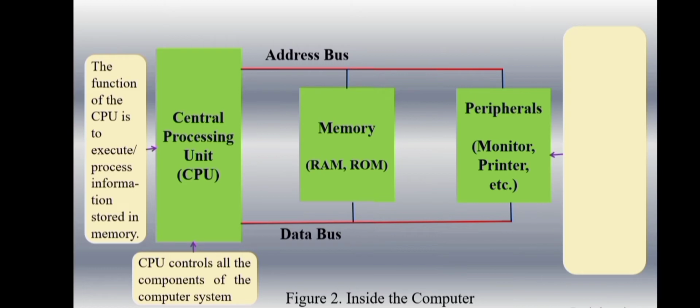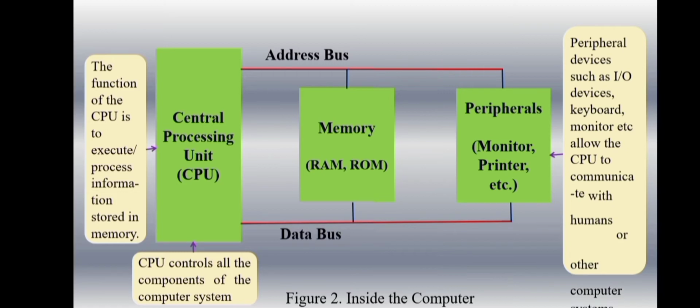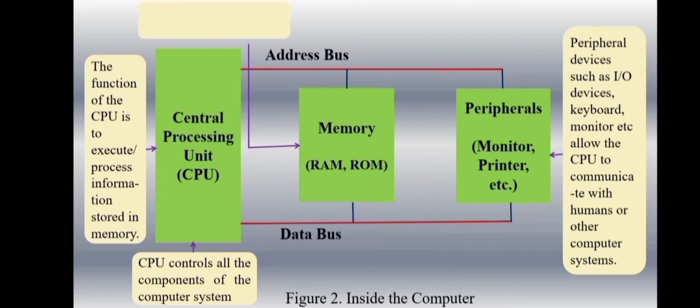Peripheral devices such as input-output devices allow the central processing unit to communicate with humans or other computer systems. Memory is used to store programs and data. The CPU is connected to memory and input-output devices through a strips of wires called bus. The bus carries information from place to place inside a computer, just as a street bus carries people from place to place.